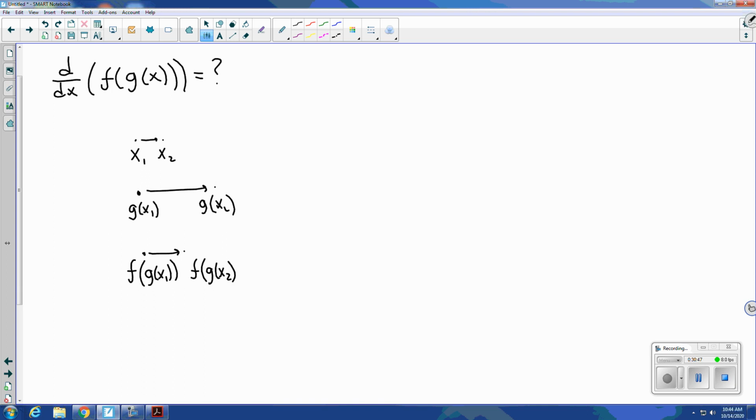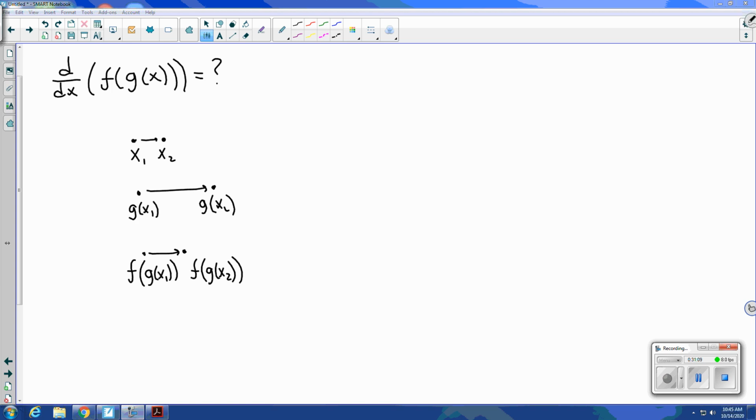Now, we need to be able to come up with an expression for the derivative of a composition that would tell us how this rate of change occurs when we make a tiny change in the value of x.